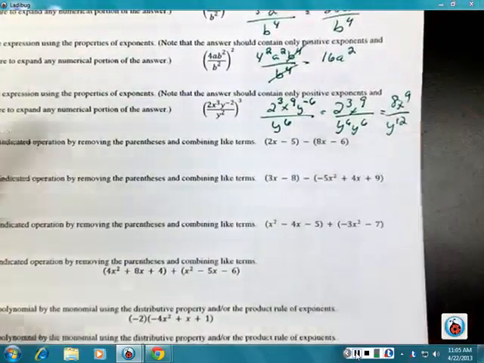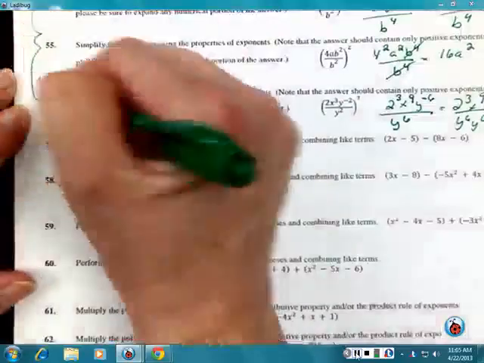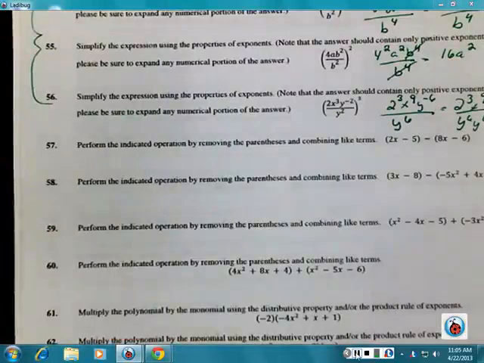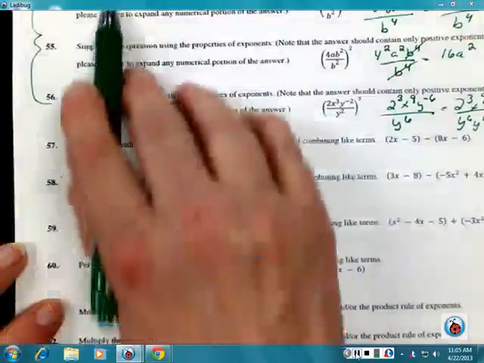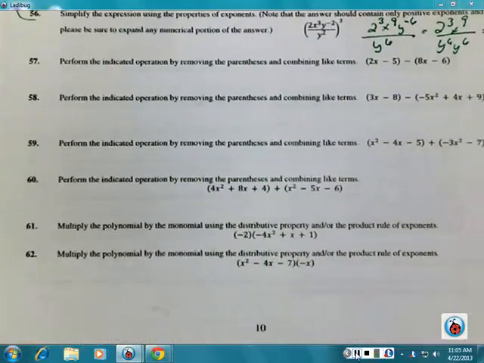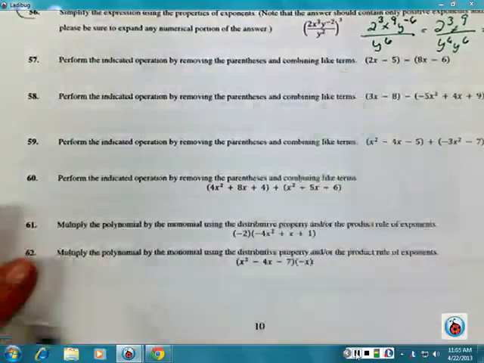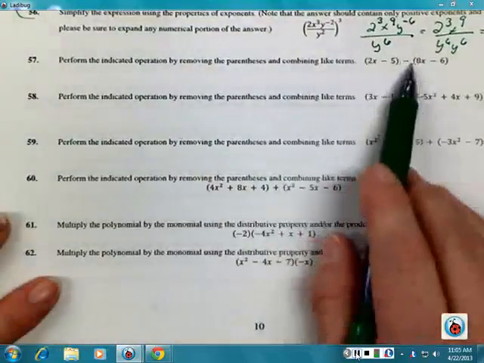Yes. Now, because there were 3 of these type of problems, that means there's one like that on your exam. So there's one that's similar to this whole thing on your exam. Okay, 57. Nope. You got to read your directions. Perform the indicated operation by removing the parentheses and combining like terms. So I've got a subtraction.